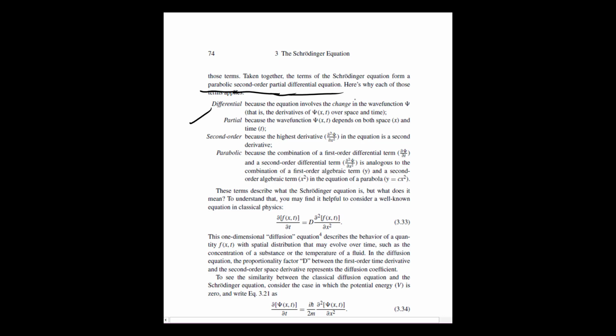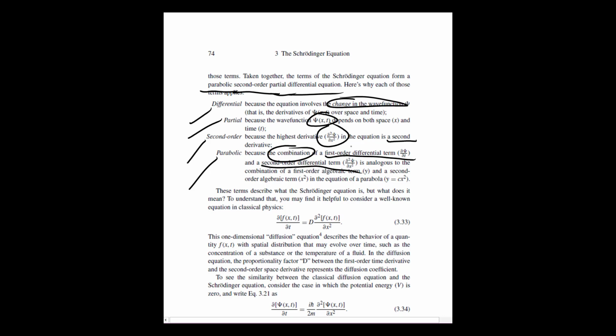Differential, of course, because it describes the change in the wave function over space and time. Partial, because it's a function of two variables, some derivatives with respect to time, some with respect to space. It's second order, because the highest derivative, in this case the second order spatial derivative, is a second derivative. That makes it a second order differential equation. And finally, parabolic, because that combination of a first order term and a second order term is analogous.